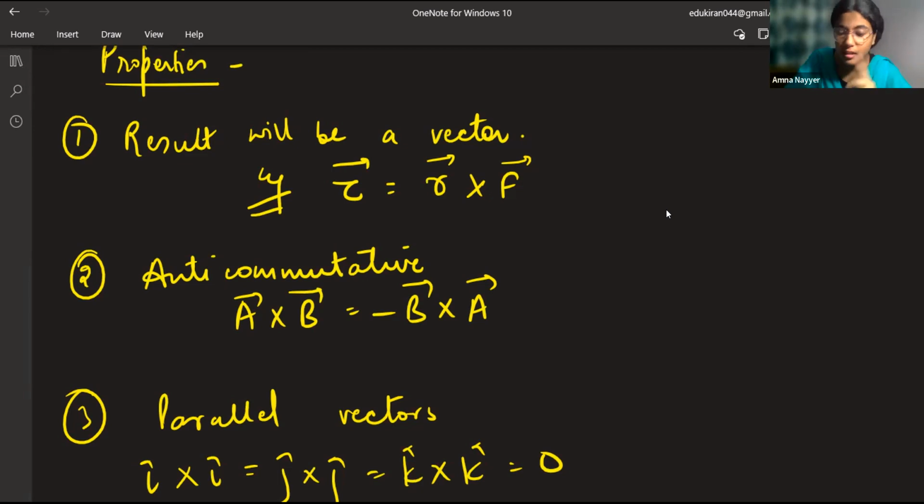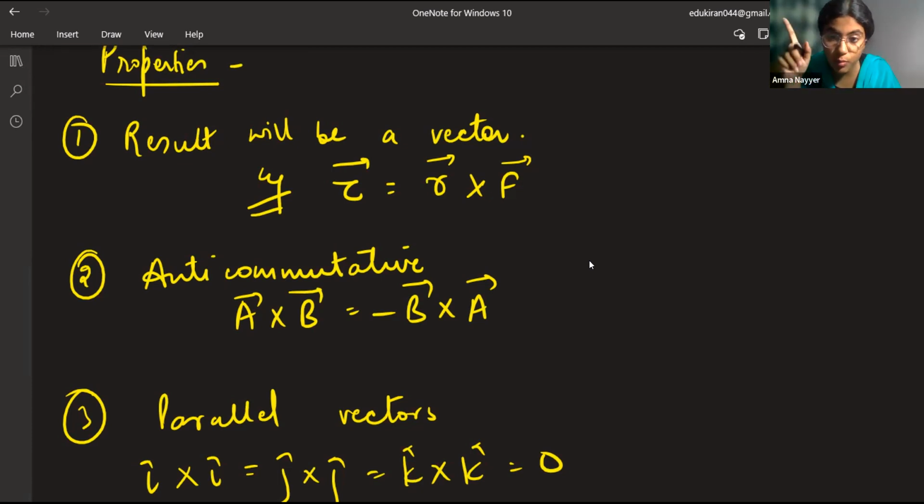So when directions come along, A cross B becomes one quantity and B cross A becomes another quantity in another direction. So that cannot be the same, right? When we are talking about a vector, we have to keep in mind its magnitude and its direction. And yes, I dot I was 1, but I cross I becomes 0.